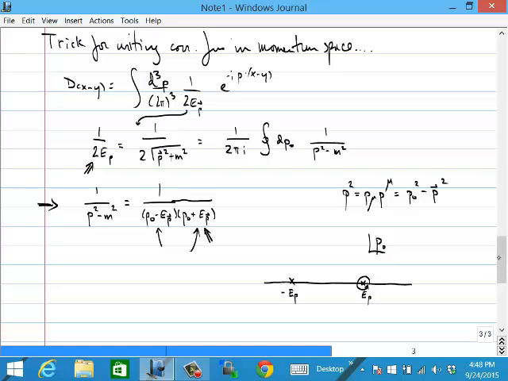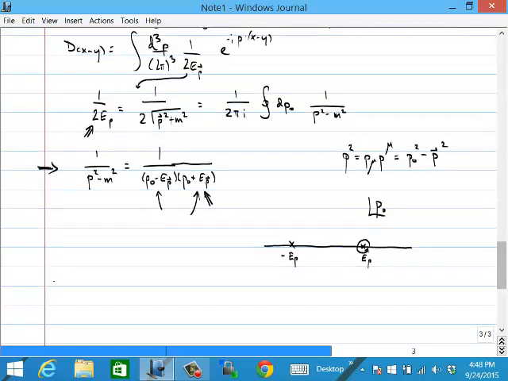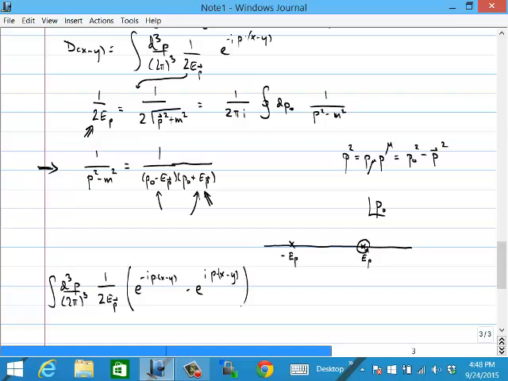So for example, let's imagine that we were computing this commutator that I just computed for you above. So that was 1 over 2 Ep times e to the minus i p dot (x minus y) minus e to the plus i p dot (x minus y). So let's just imagine computing that integral.